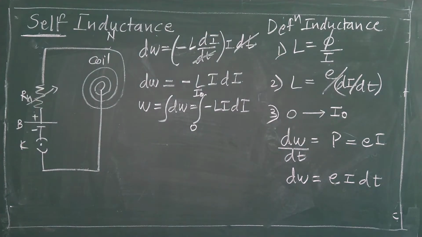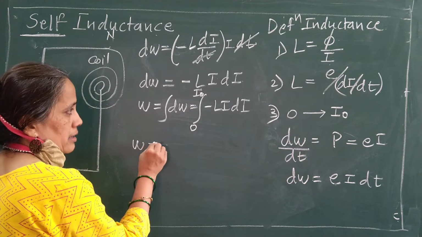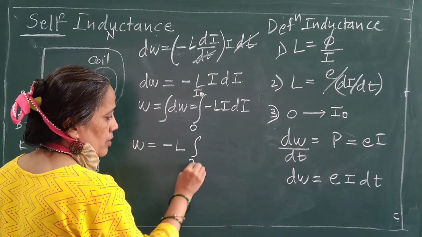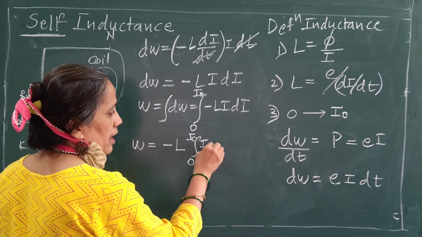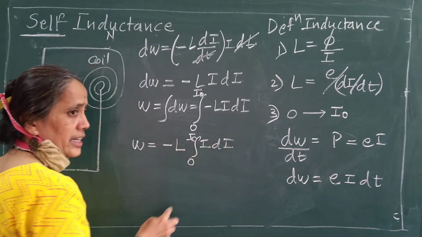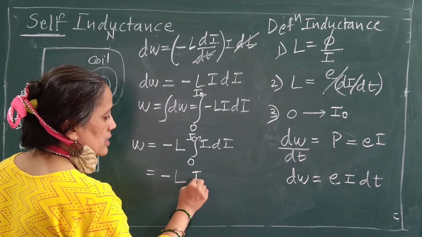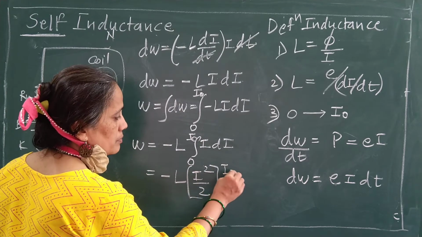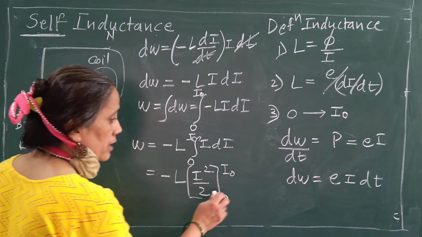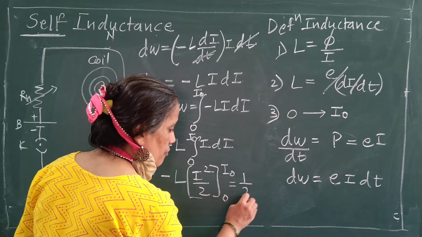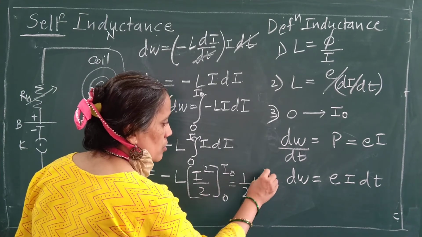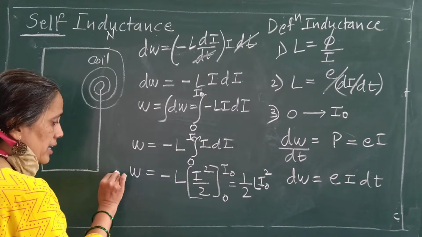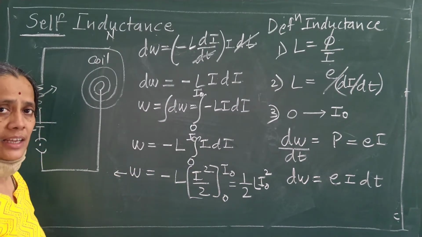So in the integration, I will get the work done dW is equal to minus L integration from 0 to I0 of I dI. The integration is nothing but I squared upon 2, and the limits are from 0 to I0. Now if I put in the integration limits, what am I getting? Half L I0 squared. This is nothing but my total work done, and this work done is always stored in the form of magnetic energy.